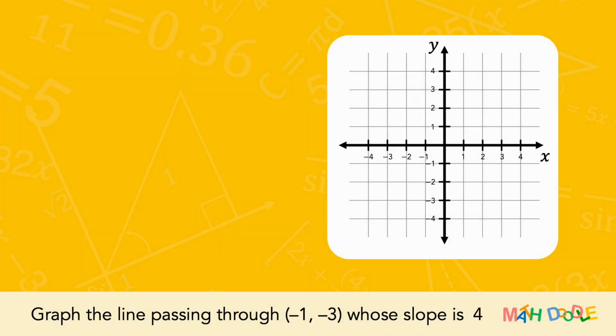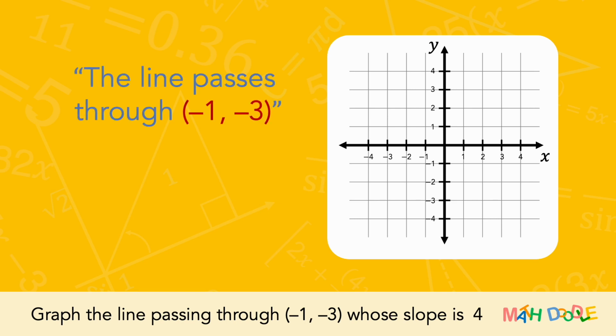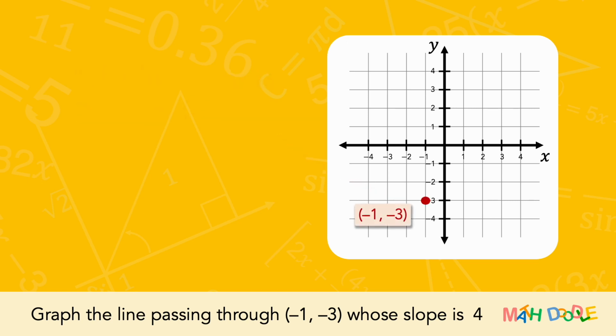In this problem, we are going to graph the line passing through the point -1, -3, whose slope is 4. The line passes through the point -1, -3, so let's first plot the point in a coordinate system. And the line has a slope of 4.